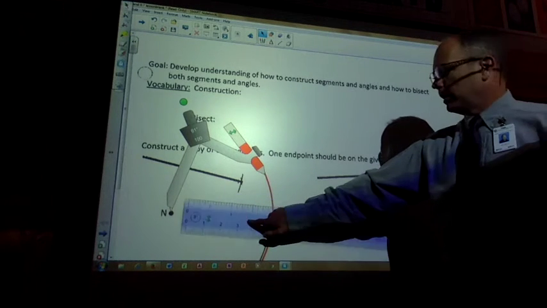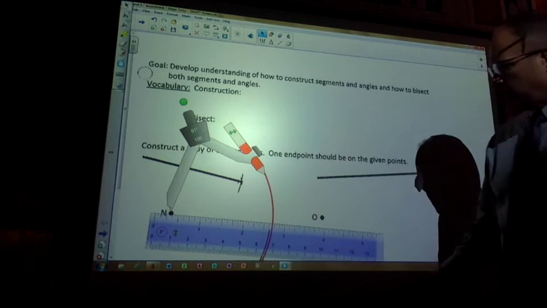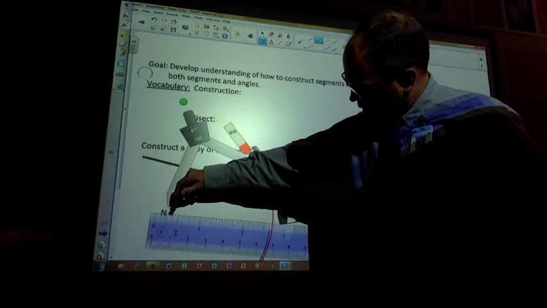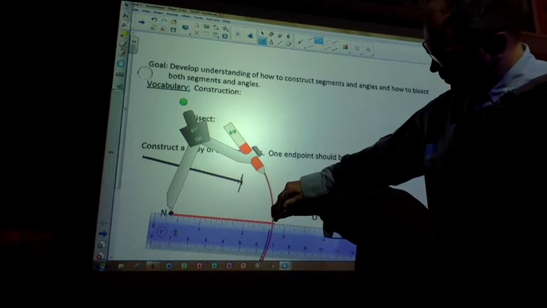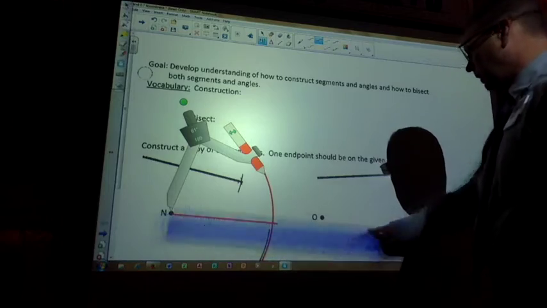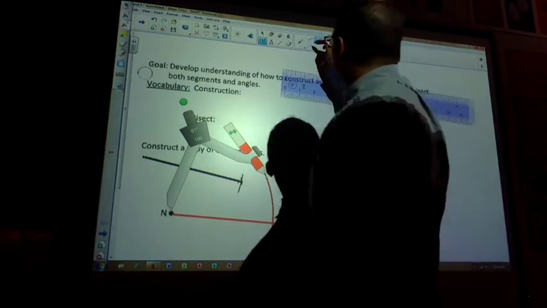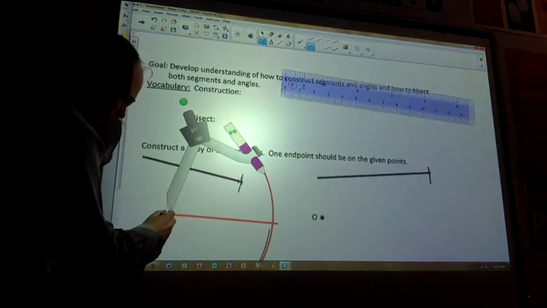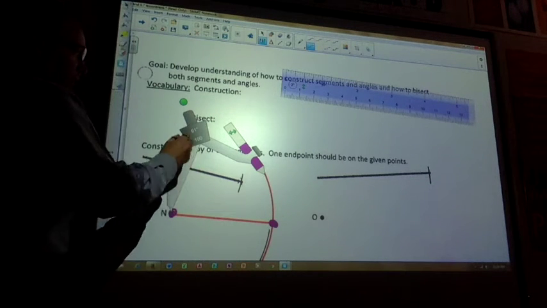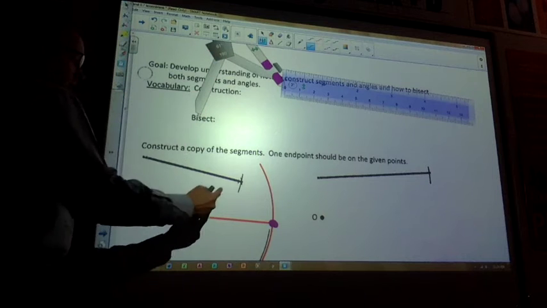So I'm going to bring my ruler in, and I should be able to go just like this. Oops. Let's move that out of the way. So the distance from right here to right here is the equivalent distance that it was from here to here.